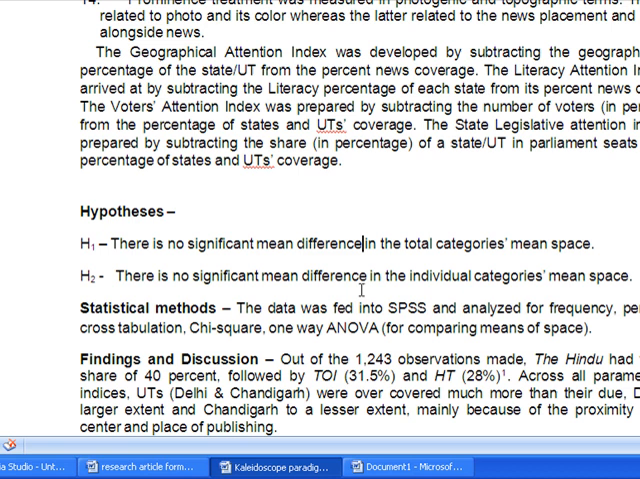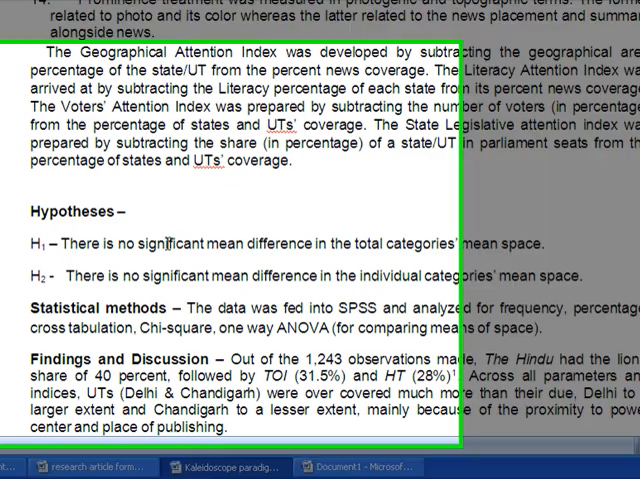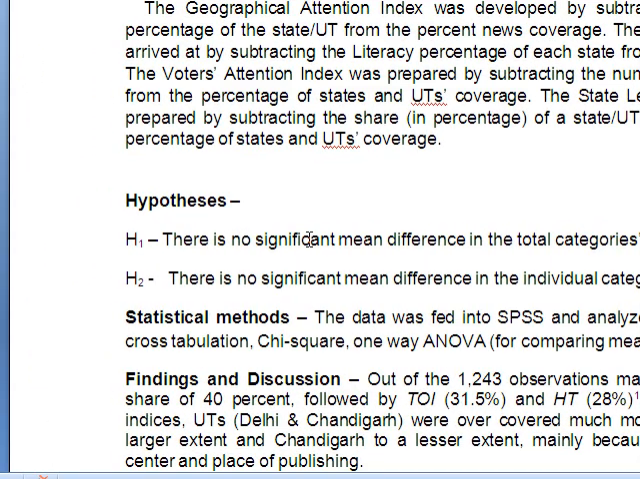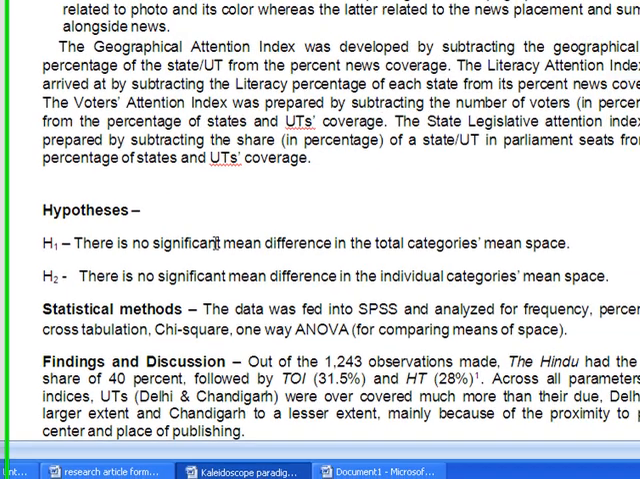So there are two types of hypothesis. Null hypothesis, which simply says that there is no significant mean difference in the total categories mean space. This is the null hypothesis. We start with a negative statement. If it is so in the final data analysis and the interpretation, then it is accepted, otherwise it is rejected.